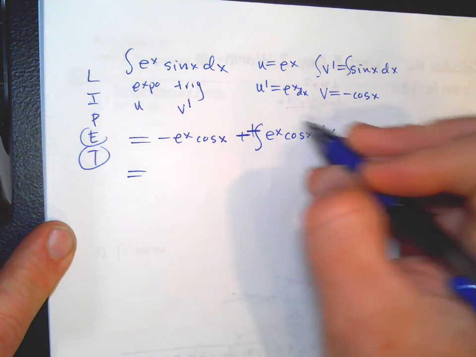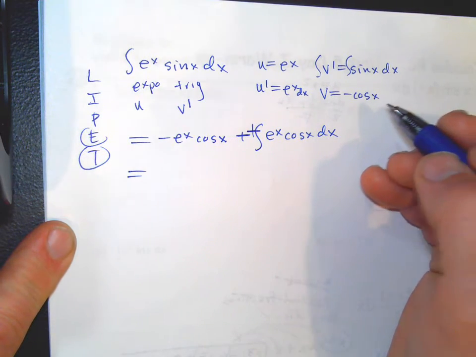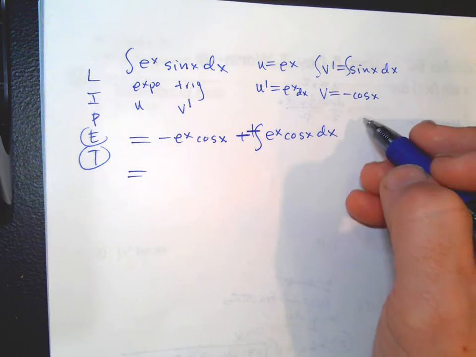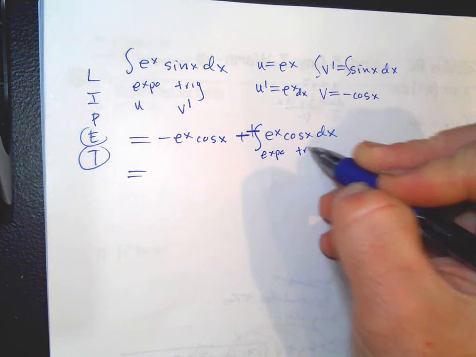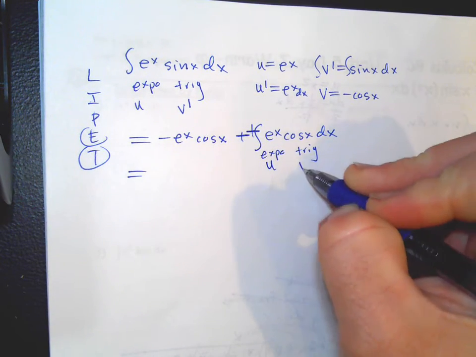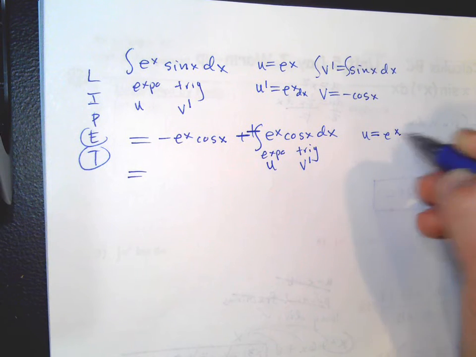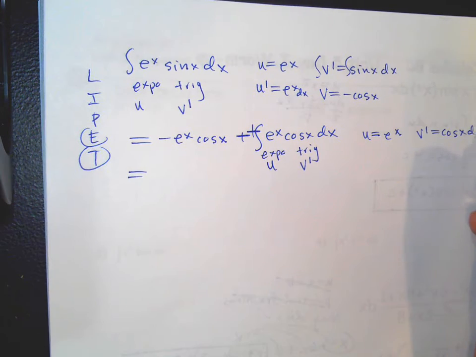And usually, hopefully, what happens is we get something in this integral that we can actually do using a different technique. But sometimes you don't. Sometimes you got to do it again. Okay, let's do it again. We have expo, we got trig, we got expo and trig again. So this is going to be our u. It's going to be v prime. So this is a new u equals e to the x, v prime equals cosine x dx.